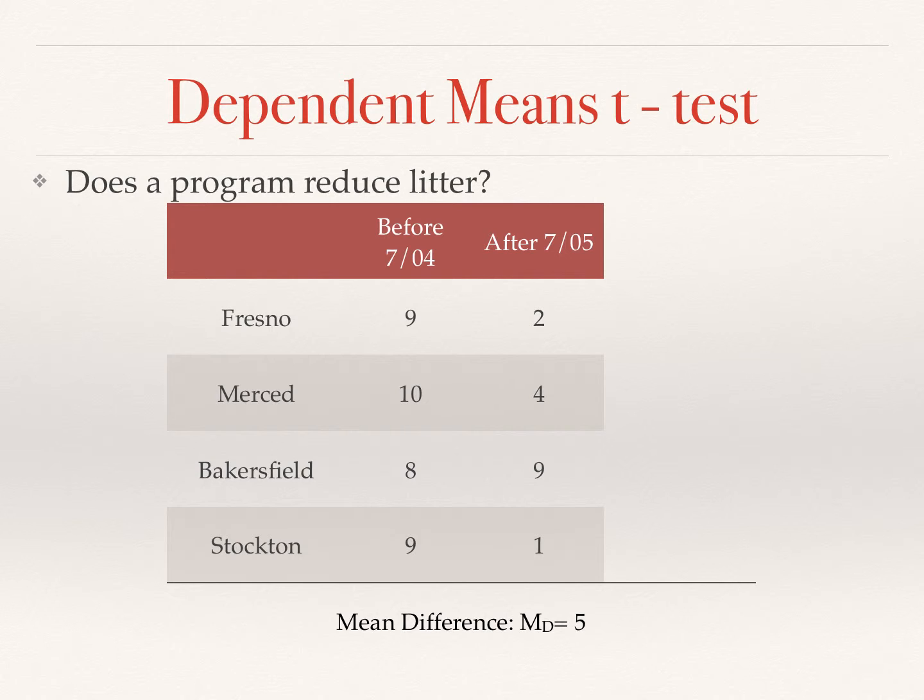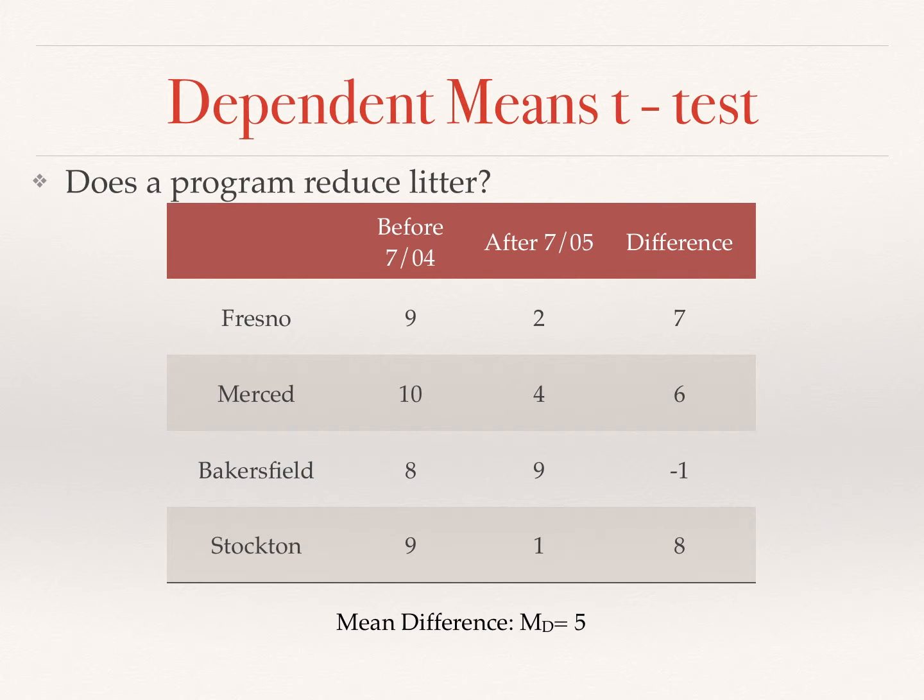so a year later. What we then do is we're going to look at each group, and we're going to create a difference score. Remember, that's the main difference between the dependent means t-test and the single sample t-test. It's just that we're going to need to calculate those difference scores. So again, you can see that this is a within subjects design. Fresno is participating in both conditions. Merced is participating in both conditions. Bakersfield is participating in both conditions. And Stockton is participating in both conditions.